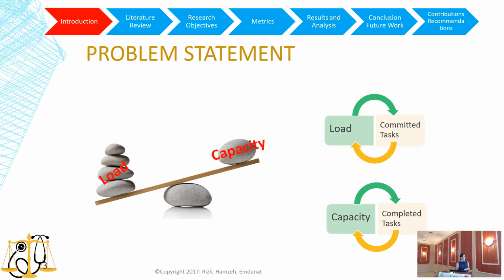But what is capacity planning? It is the assignment of the activities, the load, to the available labor, equipment, and resources, the available capacity. In the context of this study, the load is the number of activities that you commit to complete, while the capacity is the number of tasks executed by the end of the week. Thus, it is important to study the balance problem between load and capacity.